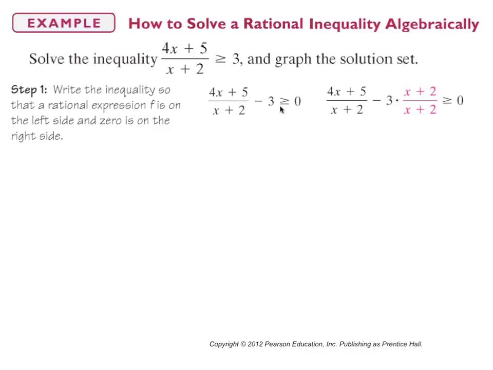So we multiply our -3 by that, and we go ahead and distribute -3 to the numerator. So we have 4x plus 5, that's from our first fraction, minus 3x minus 6. So that's what we get if we take our -3 and distribute it to both of these. And then x plus 2 is our denominator. We can go ahead and combine some like terms, and we're actually left with something very nice: x minus 1 in our numerator over x plus 2 is greater than or equal to 0.